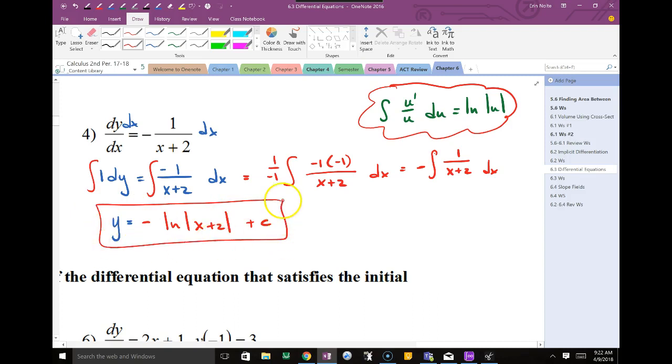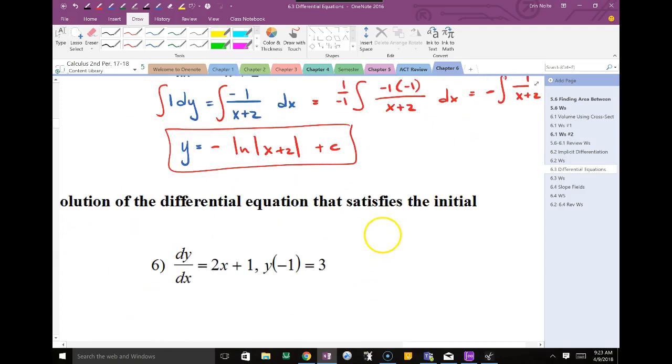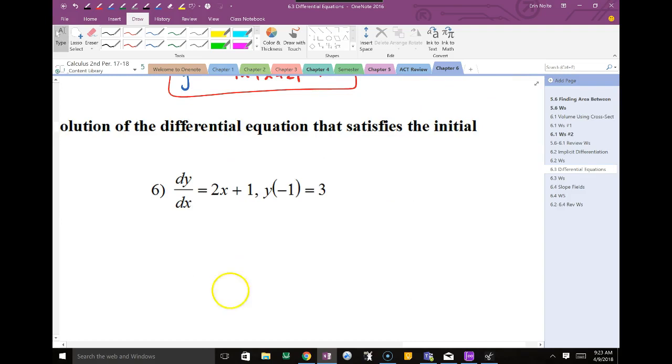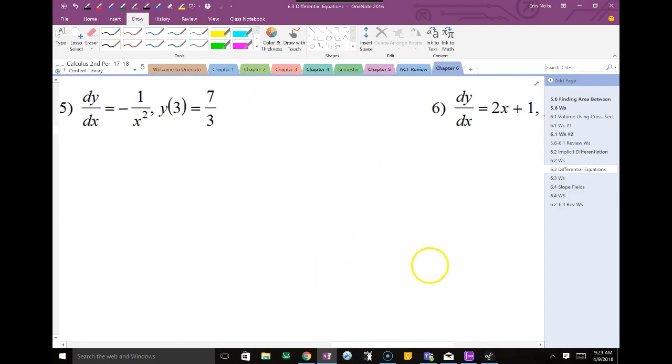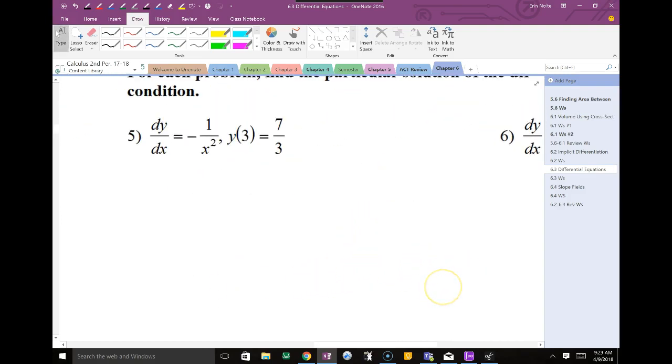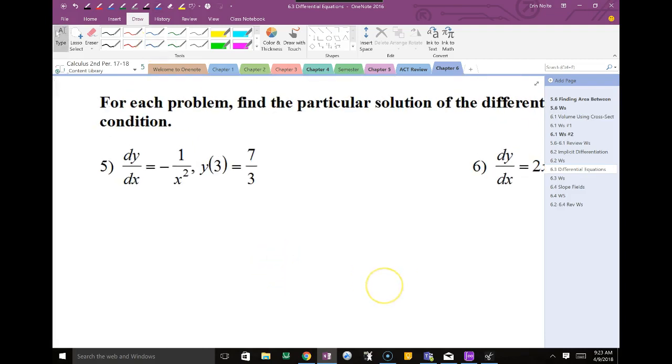Let's do another one, and we'll do another one of those natural log rules here, just so you can see another one. Okay. So, number 5, are you with me?